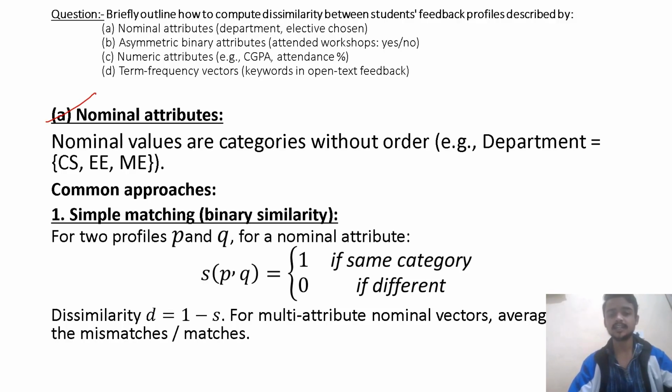Nominal values are categories without order, for example department. Common approaches are simple matching and binary similarity. For two profiles P and Q for a nominal attribute, s(P, Q) is equal to 1 or 0. If same category, the similarity is 1, and dissimilarity d is equal to 1 minus s. For a multi-attribute nominal vector, average the mismatch.